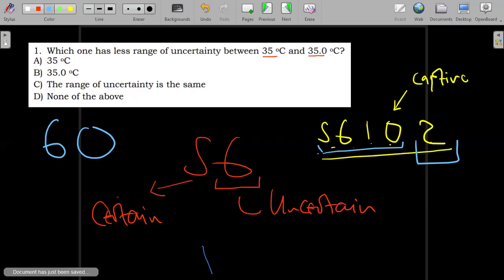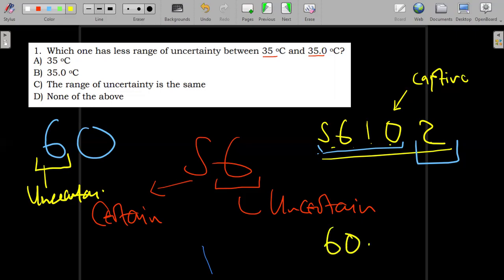Yes, sir. So the last significant figure in this number is the uncertain digit, and we only have one significant figure. So it means this same number is the one that is uncertain. If I write it just like 60, there will be no certain digit in that number, because we only have one significant figure. If you only have one significant figure in a number, you consider it uncertain.